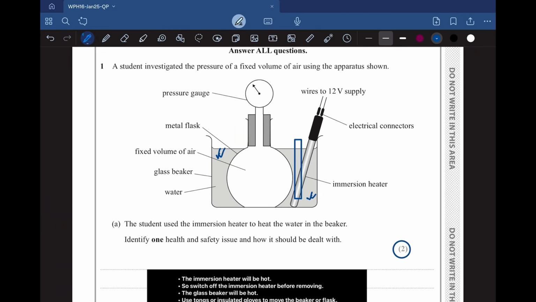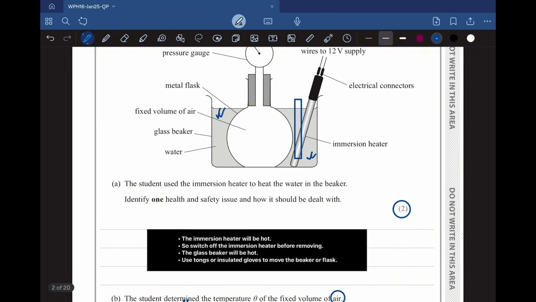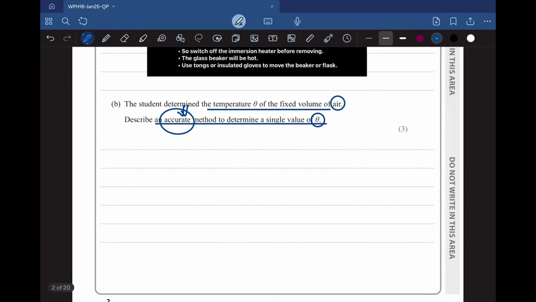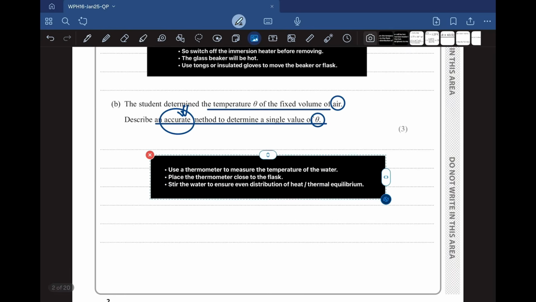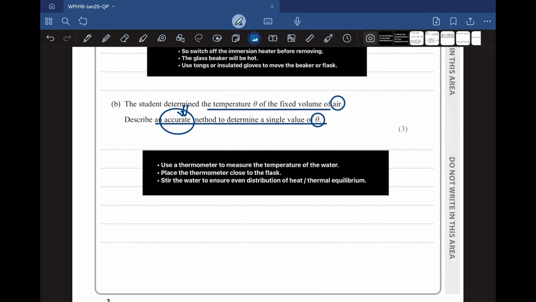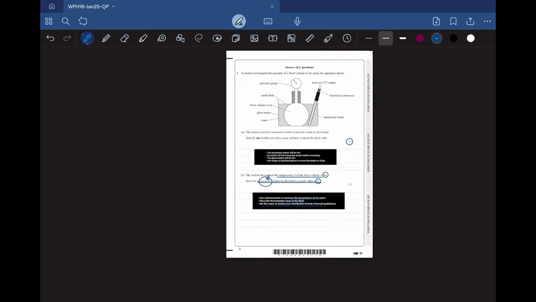Okay, that's why we'll have to stir the water to ensure thermal equilibrium, or even distribution of heat, so that the temperature of the water in every position in the beaker is the same. Basically, this is going to be your answer right here. You will say: use a thermometer to measure the temperature of the water, place the thermometer close to the flask, and stir the water to ensure even distribution of heat, or thermal equilibrium. You can write either of them.